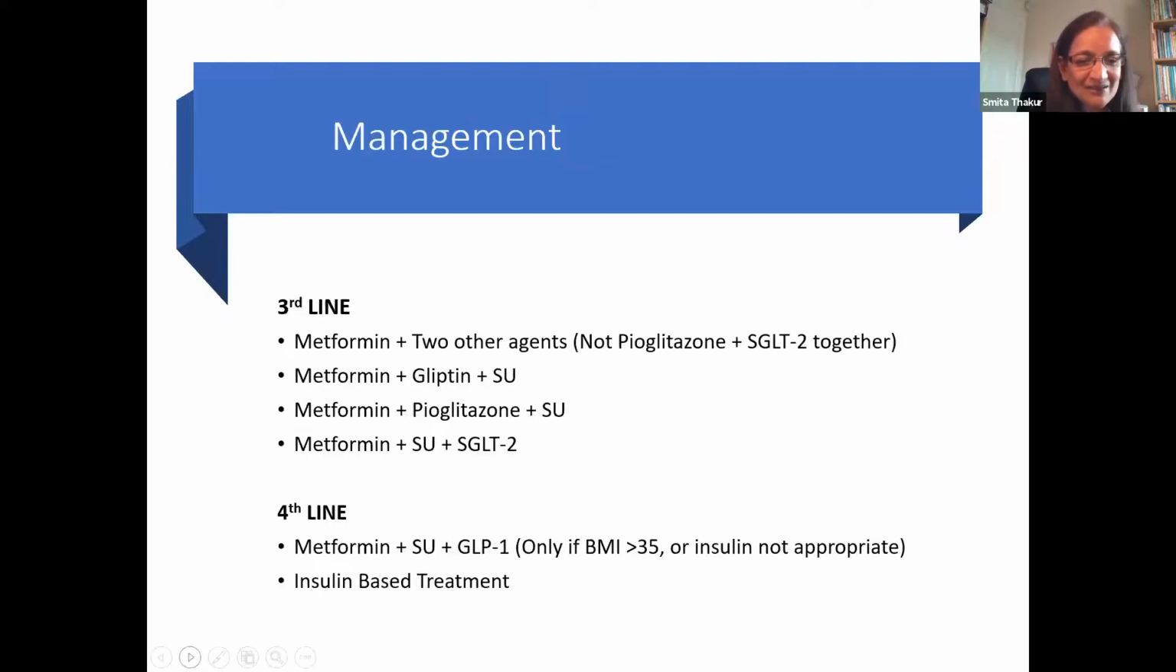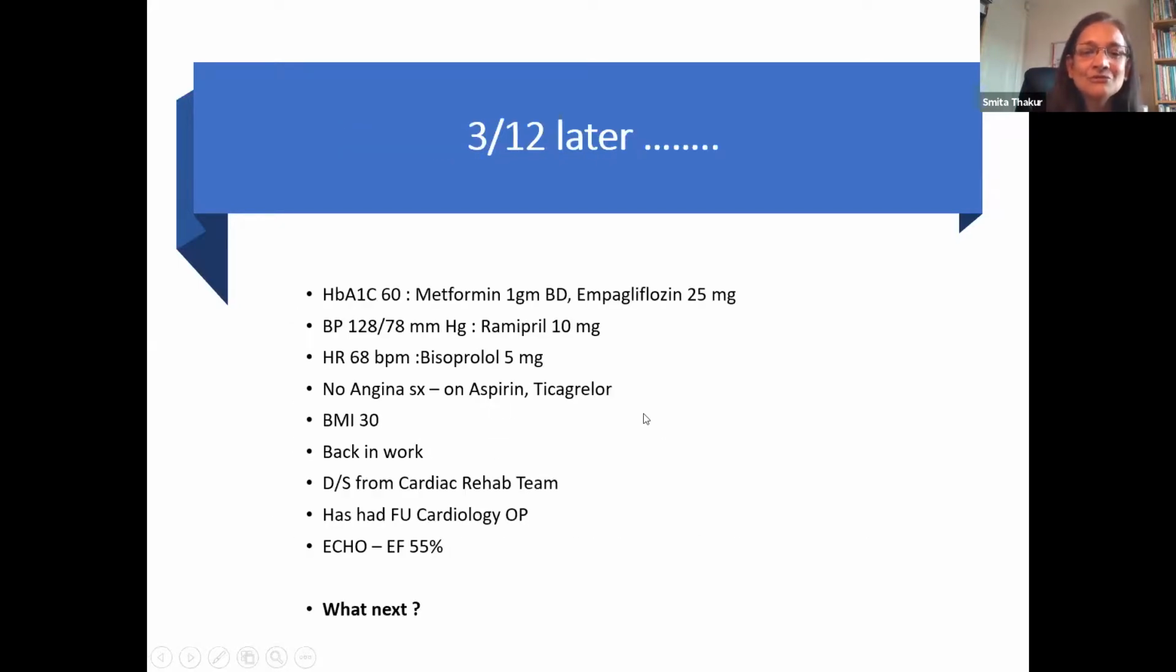Okay, so considering his HbA1c is still high and he's on 2 agents, we need to add a third agent. So the third agent, as you see on here, is metformin with any of these agents, and the fourth line is metformin, sulfonylureas, and GLP-1. Going by the ADA chart that I showed you earlier, I think he qualifies now to go on to GLP-1.